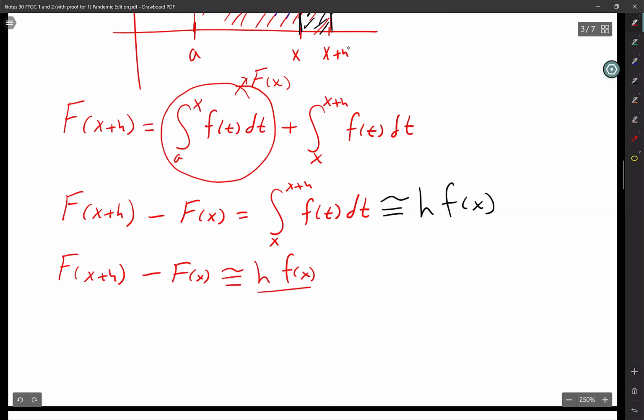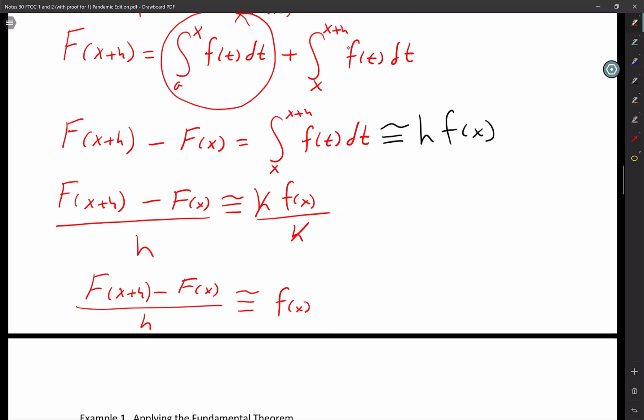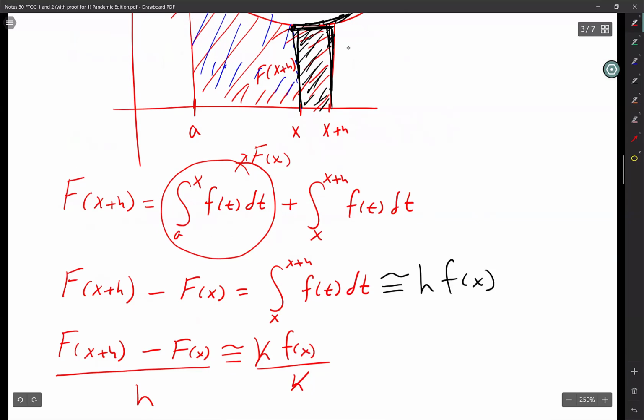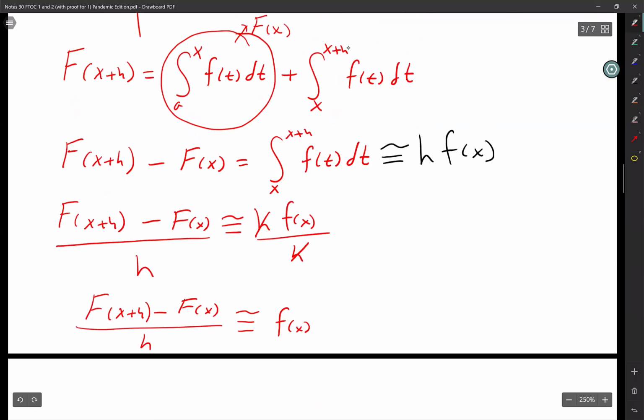Now, if I divide by h, whatever you do to one side, you do to the other, it's starting to look like something. That's right: F of x plus h minus F of x all over h. At the moment, this is approximately f of x. But I don't want approximate. I want exact. Well, if h approaches 0, I will get an exact value for f of x. Right?